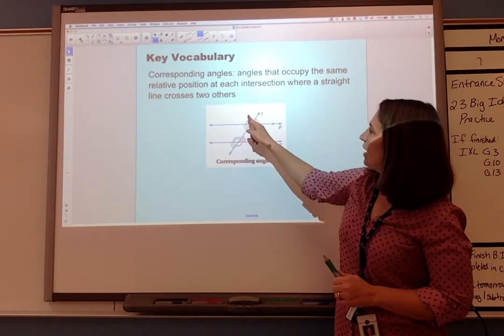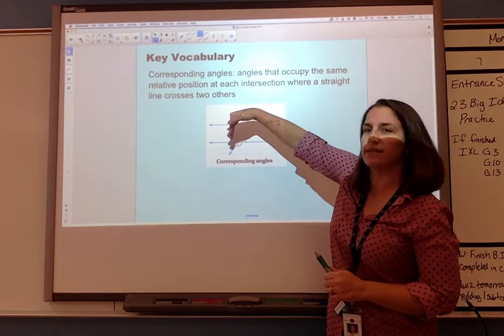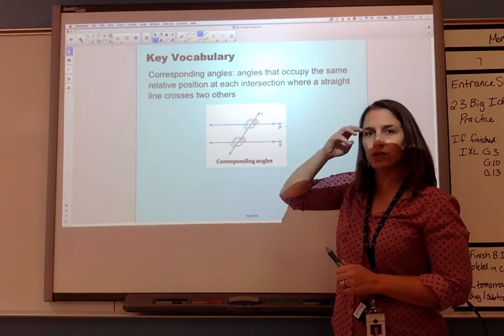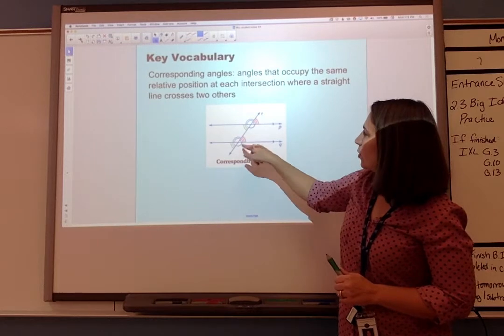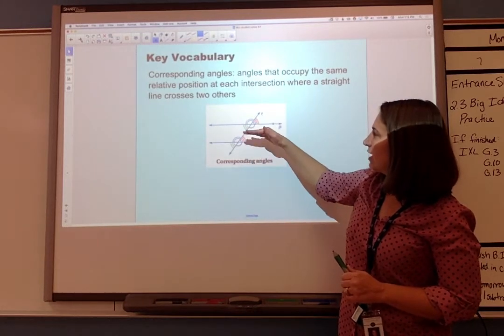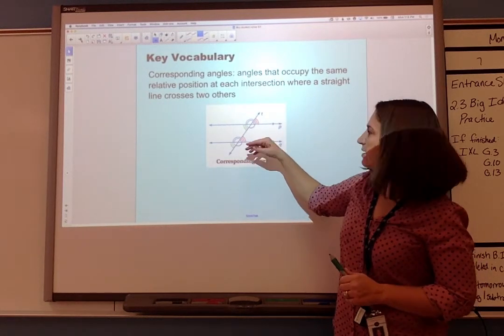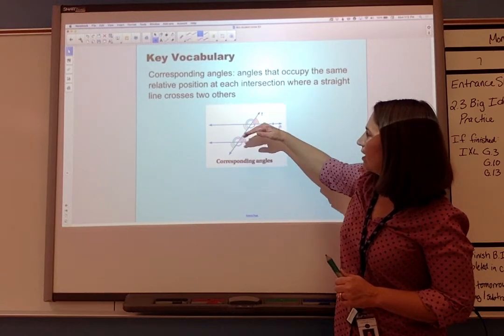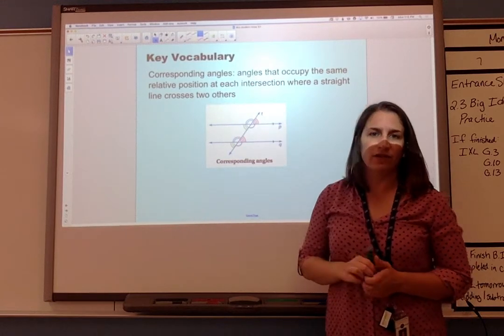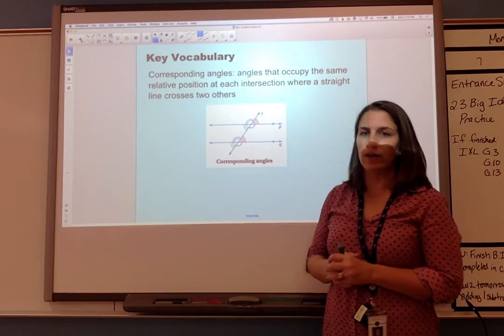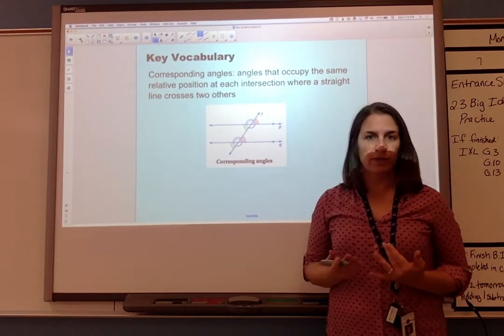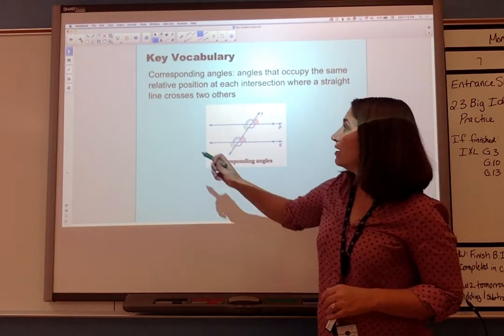Here we have the blue angles that are above the line and to the left of the transversal. Those are corresponding. The purple down here that's below the line and to the right are corresponding. And the green that's below the lines and to the left of the transversal, those are corresponding as well. So we have four pairs of corresponding angles that are formed.